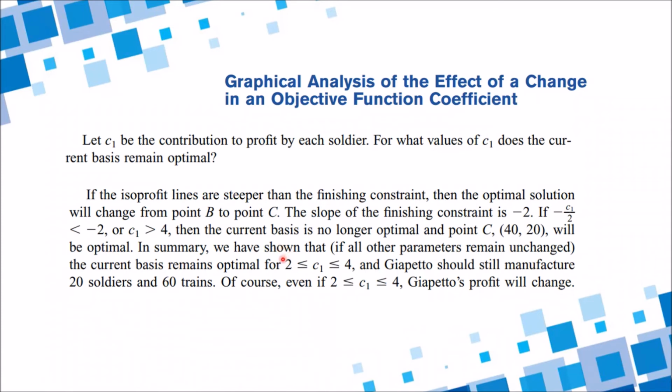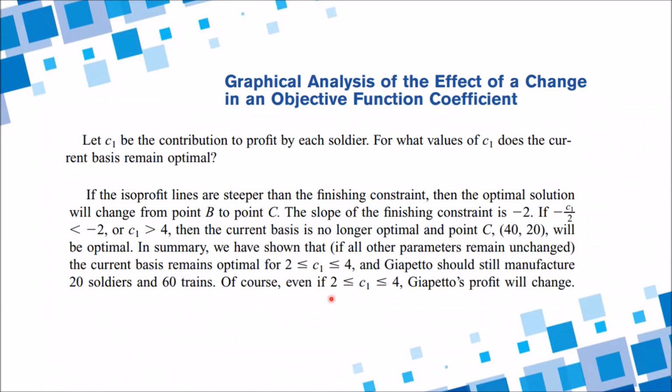So if we want to summarize, if all the parameters remain unchanged, then the current basis remains optimal, where C1 should be either larger than or equal to 2 or less than or equal to 4, and the Gaiapeto, which is that example of soldiers and trains, should still manufacture 20 soldiers and 60 trains.